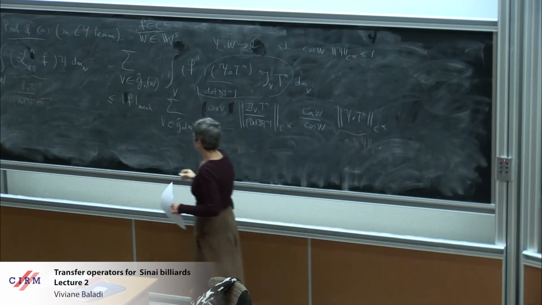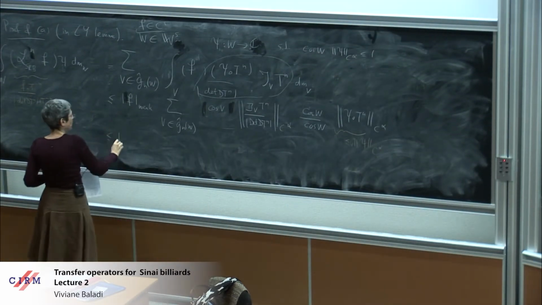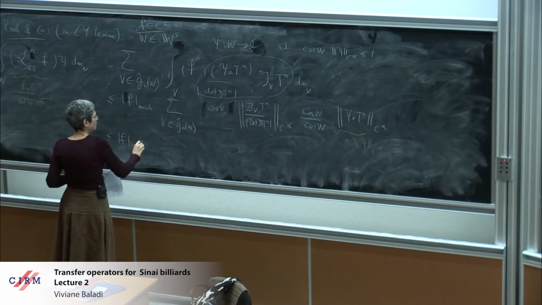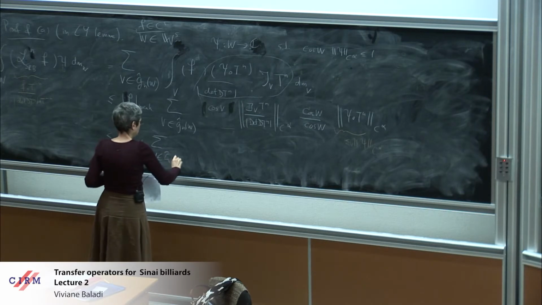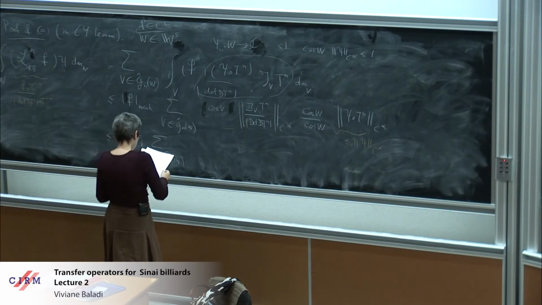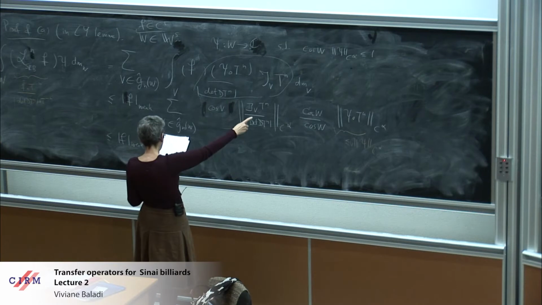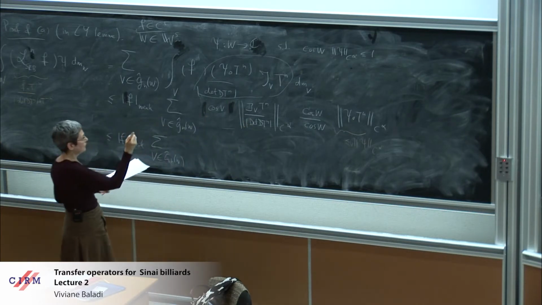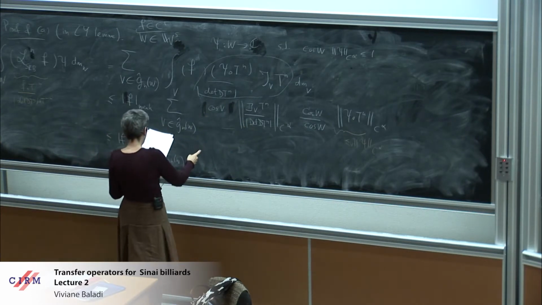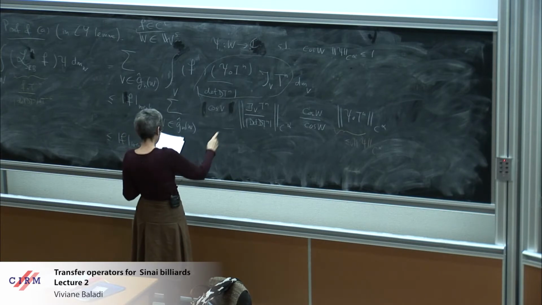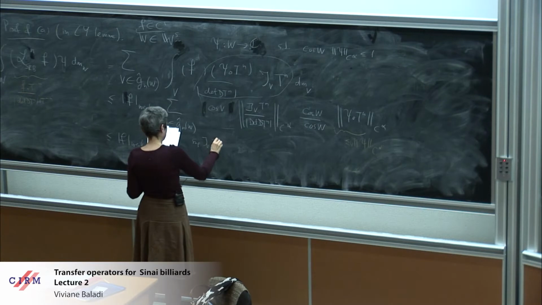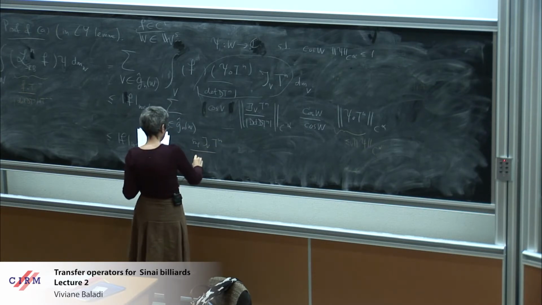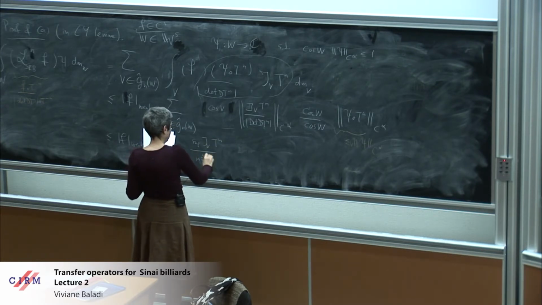So what do I have in the next line? I have F weak, sum V. And then I have the C alpha norm, but because of the bounded distortion, this is just bounded by the sup. This is bounded by 1 over the inf.